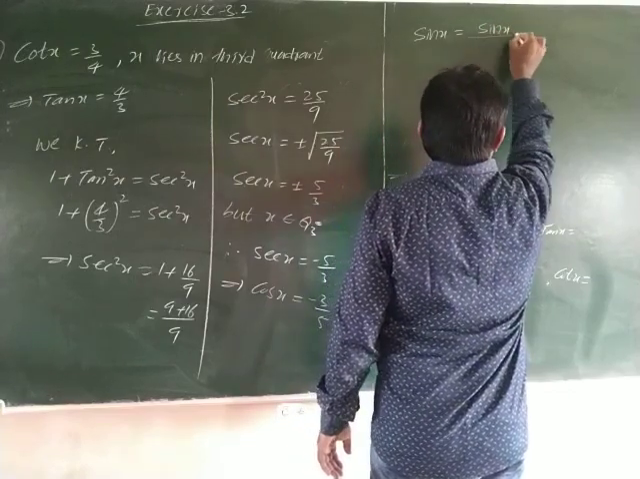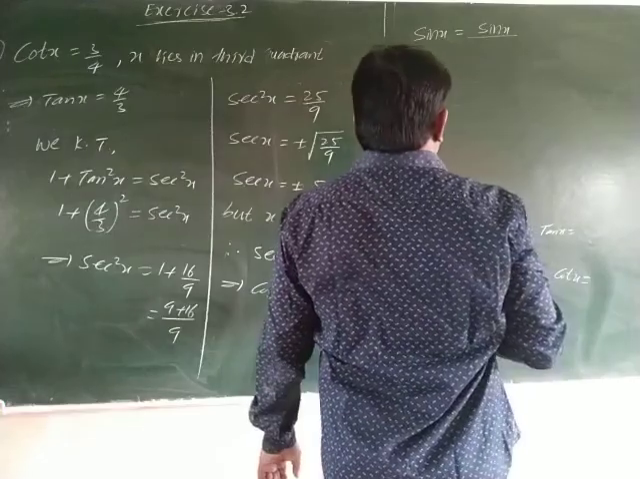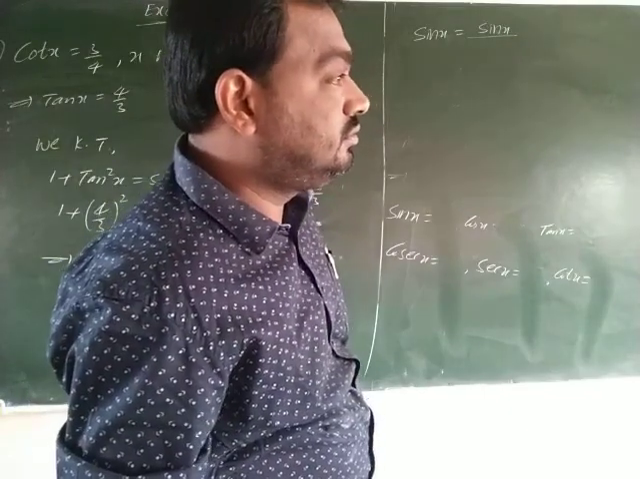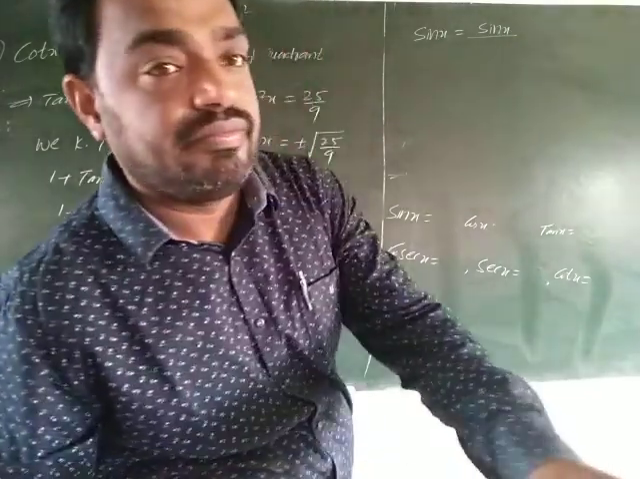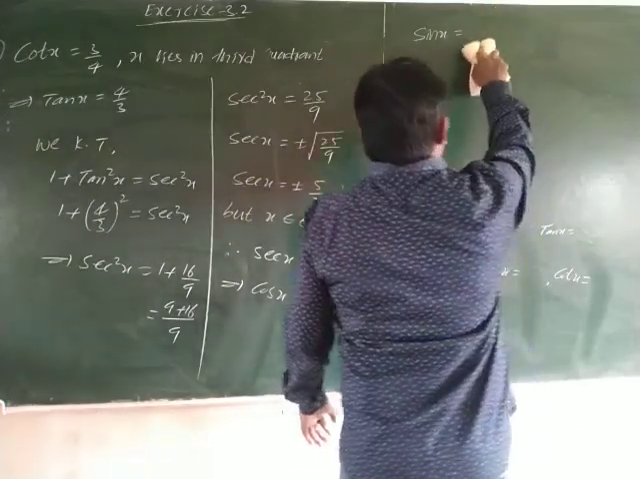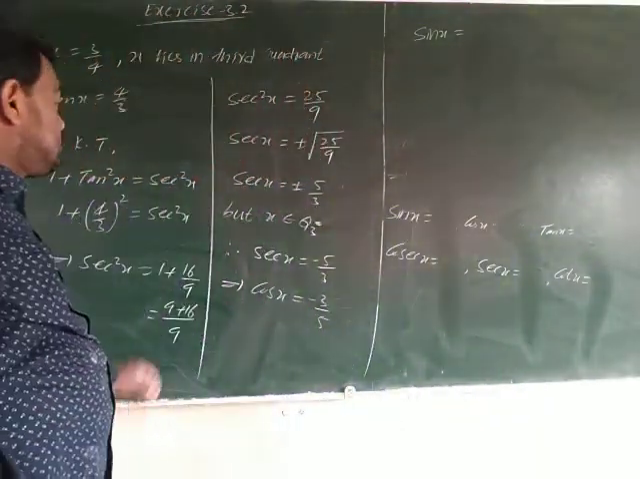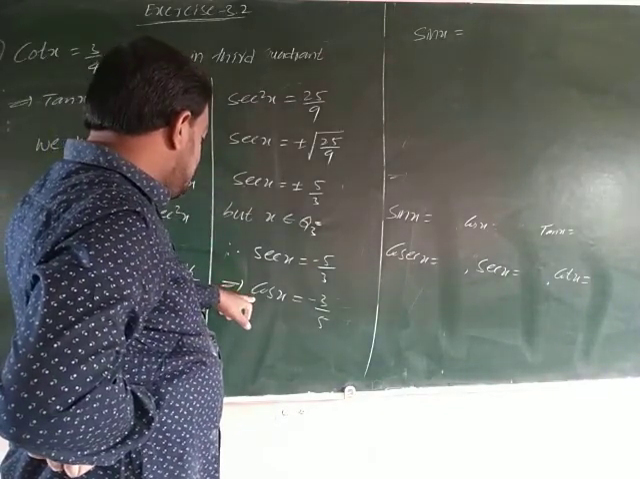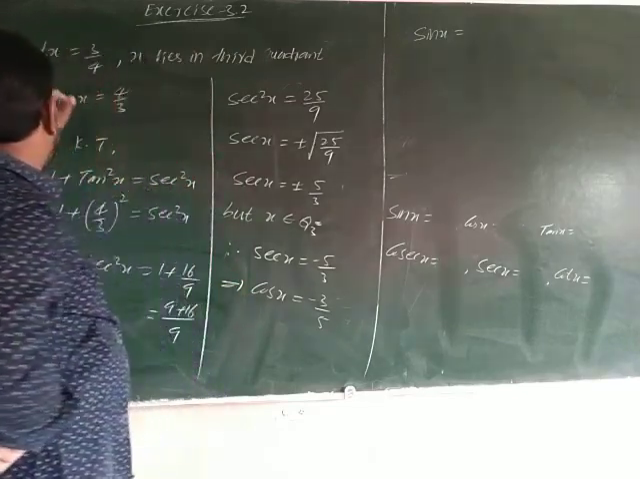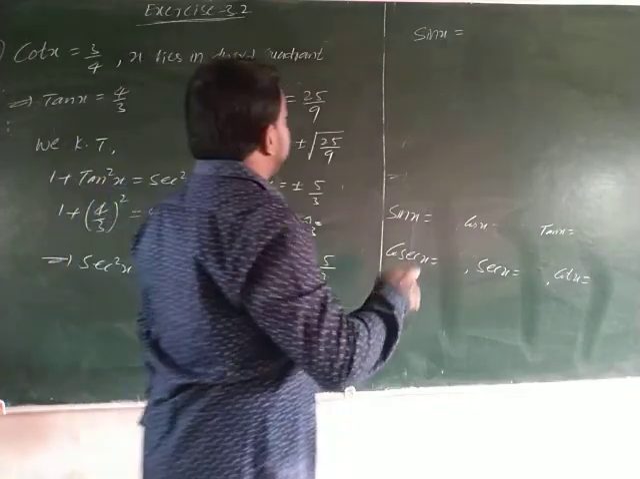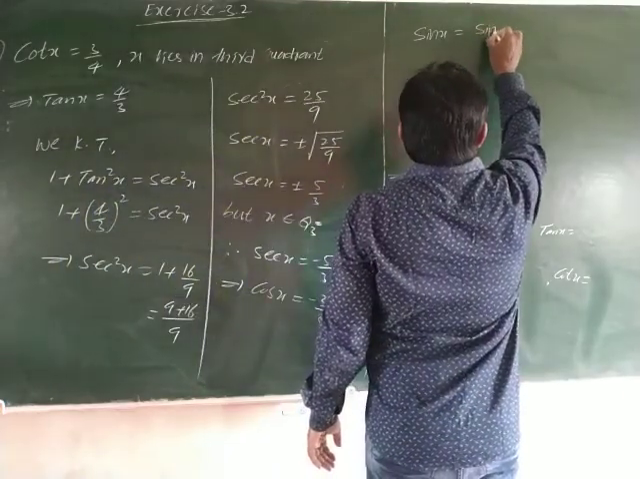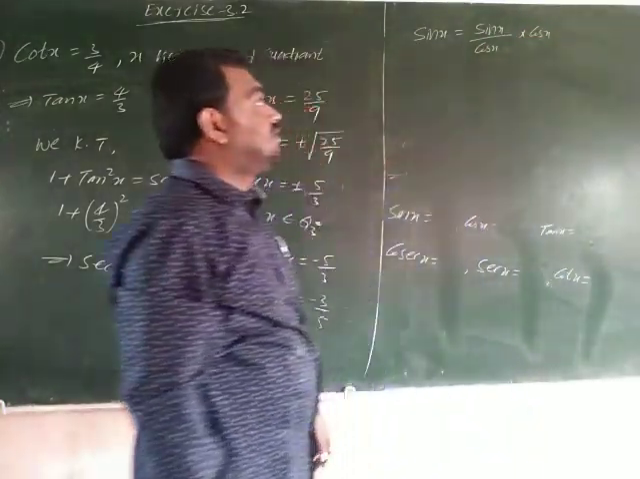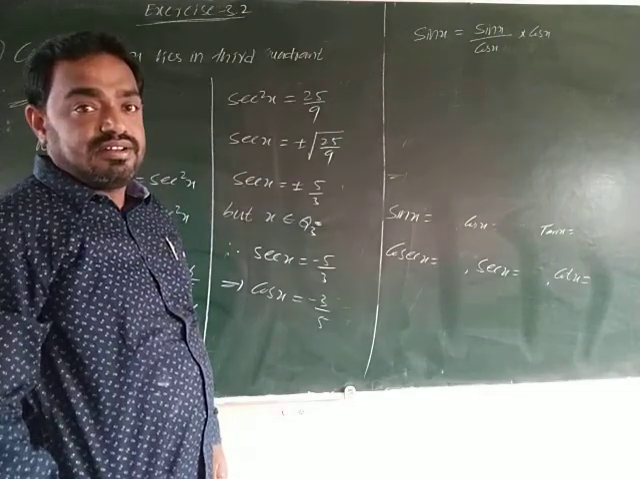Sin x into... otherwise sin x is equal to what we know is cot, and cos we know. Cos and cos. Sin x by cos x into cos x, cos x into cos x, right?